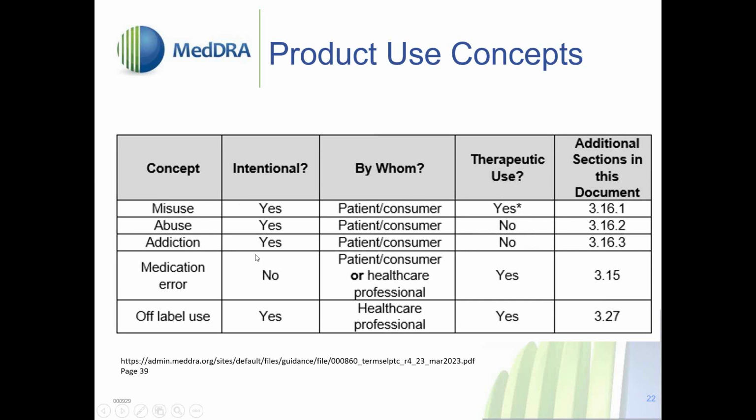Now, a medication error, of course, is not intentional, it's always accidental. It can be triggered by both the patient or consumer or the healthcare professional, and they occur in the framework of therapeutic use, for therapeutic purposes. When the drug or the medicinal product is used for medicinal purposes. Off-label use is intentional, a conscious decision by a healthcare professional, and again for a therapeutic purpose. So this is a rough classification of these concepts.